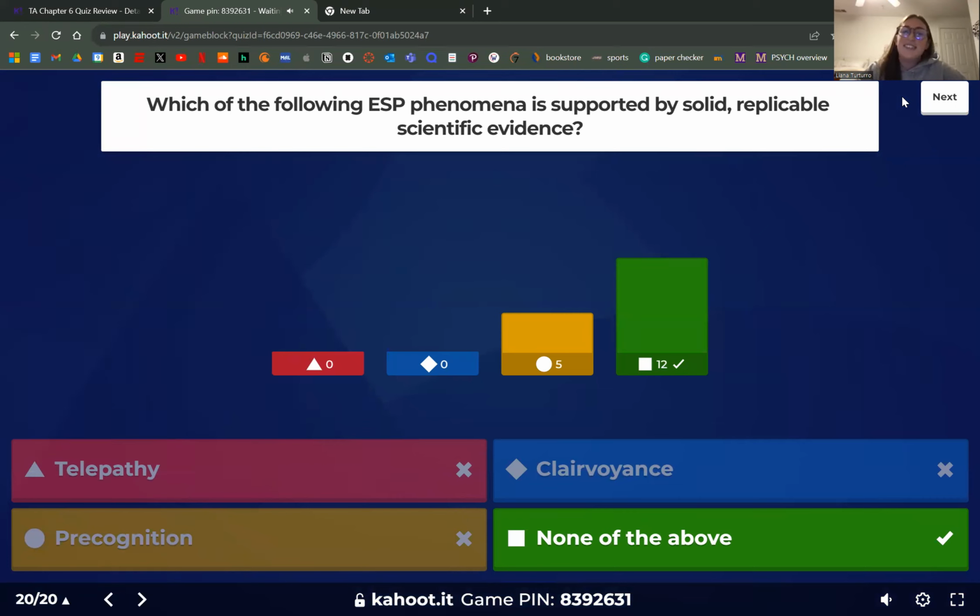Yeah, this one is none of the above. So if anyone forgot, ESP is extrasensory perception. So that's kind of like the controversial claim that perception can occur apart from sensory input. And all of these examples, they don't have scientific evidence to support them. So this is also in your textbook if you need to go back and review that.